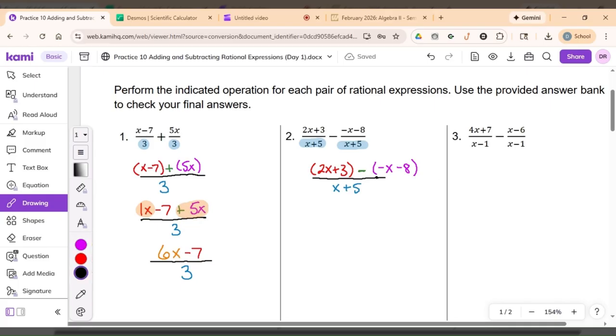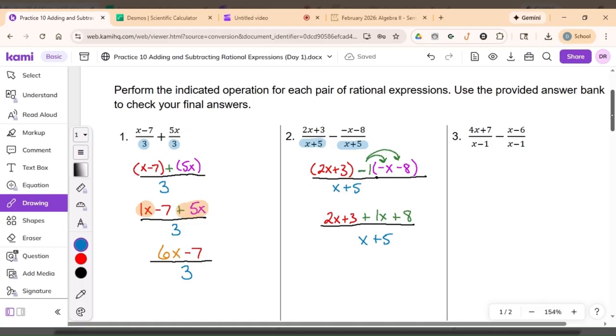So for this particular example, remember, with a minus sign, that's a negative 1 in front of this expression. So remember, when you see subtraction, the first numerator will never change, but the second numerator will, because we're going to multiply by negative 1. So negative 1 times a negative x is positive 1x. Negative 1 times a negative 8 is positive 8. And then you have your x plus 5 as your denominator.